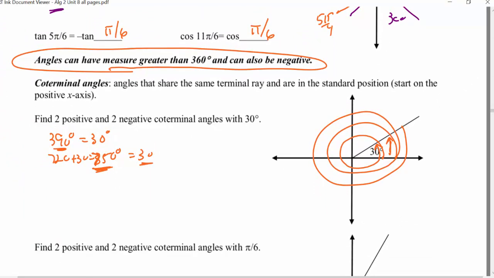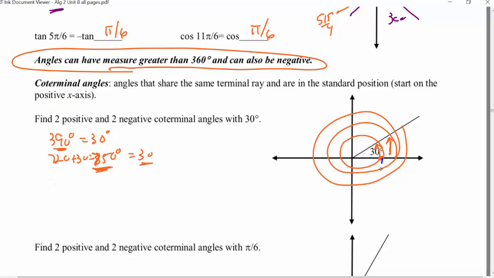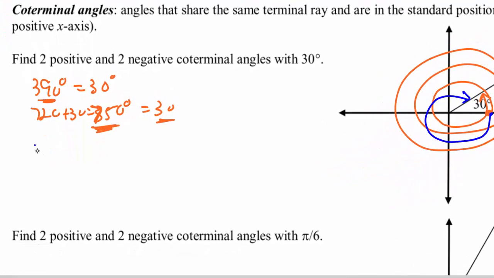Now, negative angles. In negative angles, you start here and we're going to go backwards. That angle starts the same place on the x-axis and ends on the same line. So that's 360 minus 30, which is negative 330, because we're going backwards. We're going clockwise. So that's coterminal with 30.